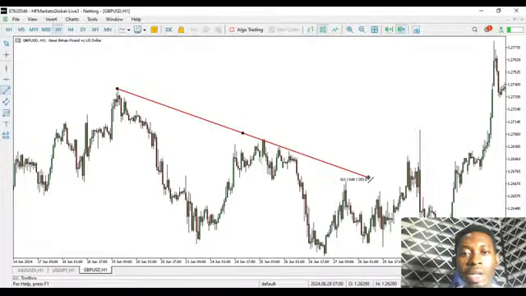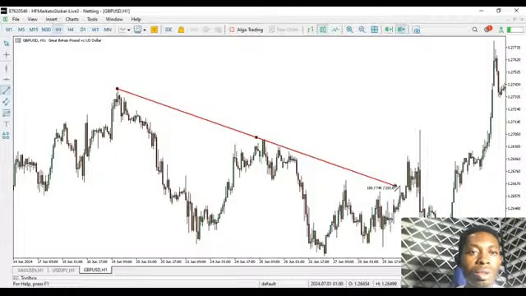Yeah, this is also a trend line. Okay. The point one, point two, there is no obstruction. But as price got to the third one, there's a rejection here, even though not perfectly touching.